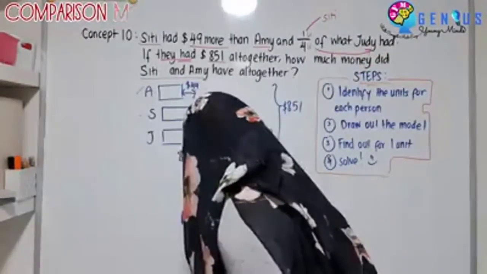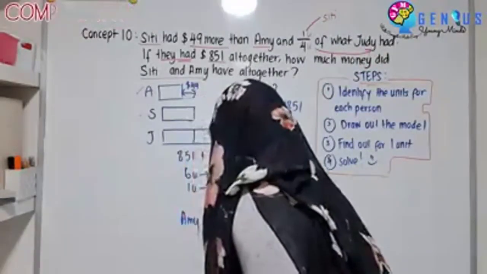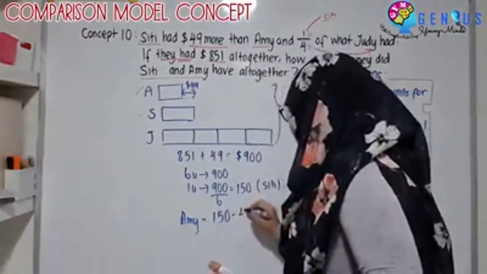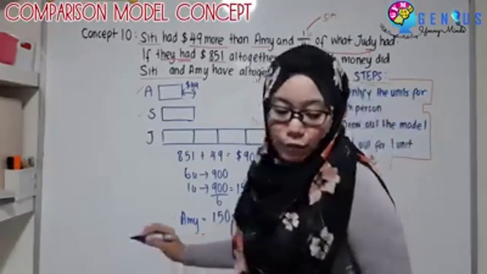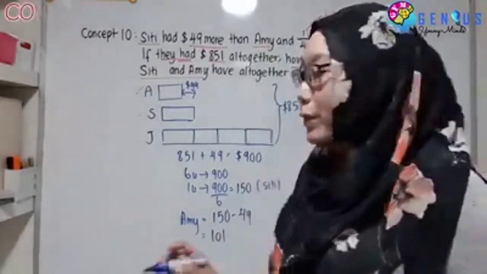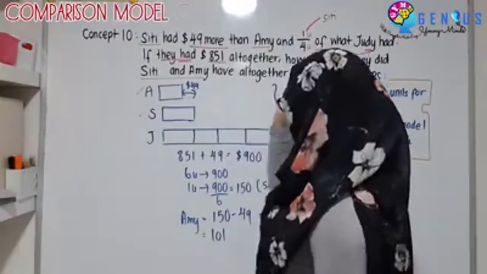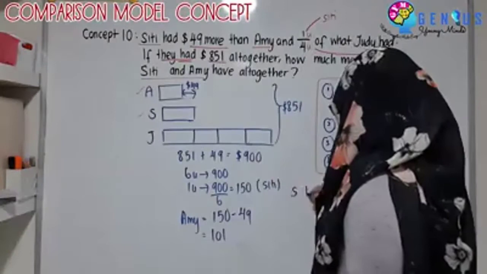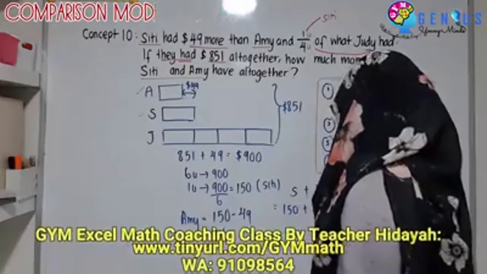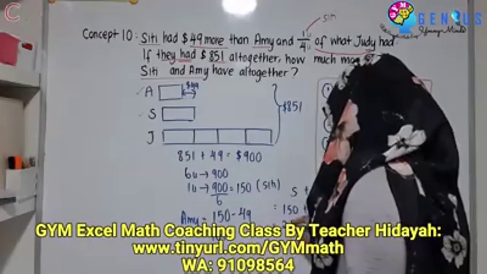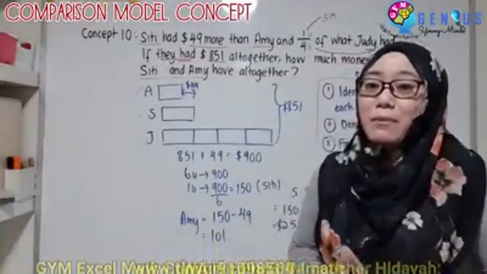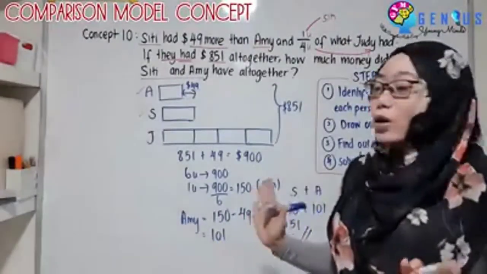Amy is actually the 1 unit, 150, take away 49, and this will give me 101. Do we stop here? No, because the question says how much money do Siti and Amy have altogether. So you put there Siti plus Amy is equal to 150 plus 101. This will give me $251, and this is my answer.